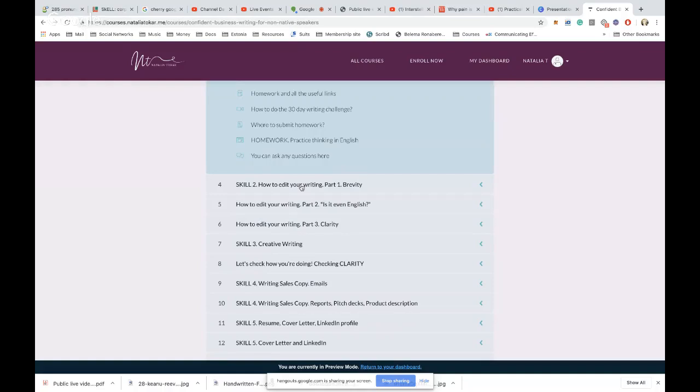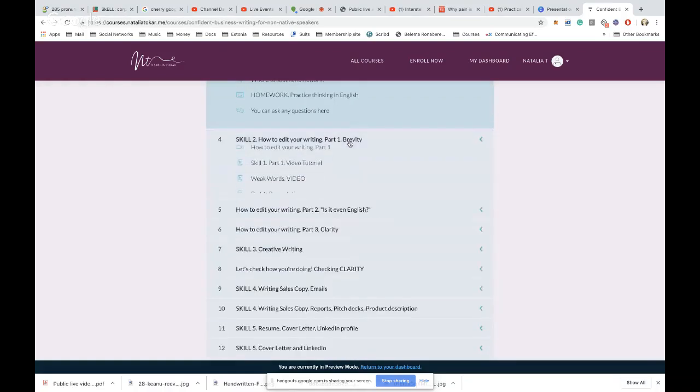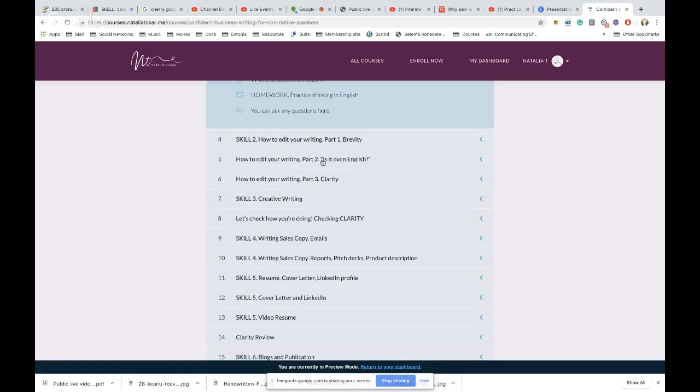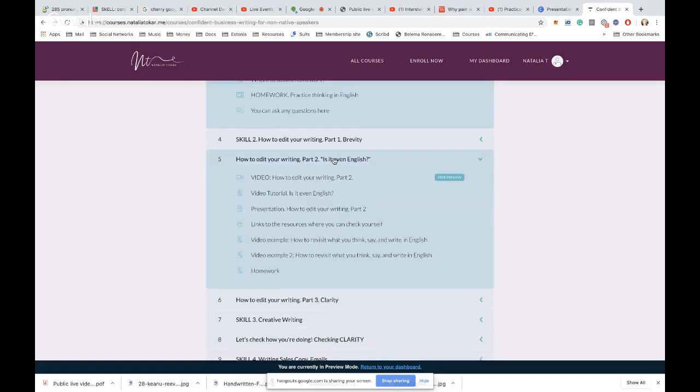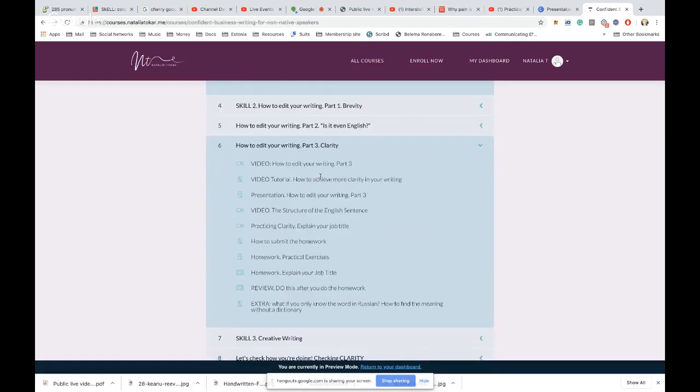Then this is the most interesting part. You can learn to edit your writing and you focus on brevity first. Then part 2, you ask yourself, is it even English, right? Do native speakers say that? And then we focus on clarity. Okay, I wrote something, I said something, how can I make it more clear? How can I help native speakers or my English-speaking audiences understand what I mean a lot better?